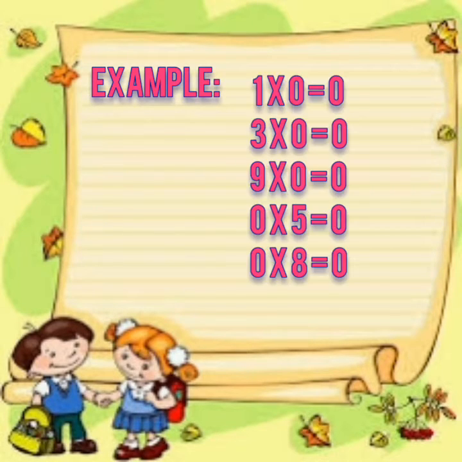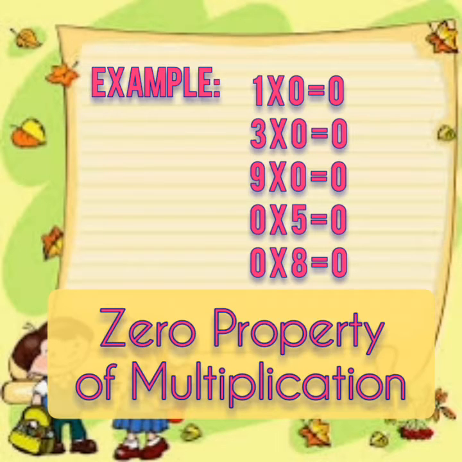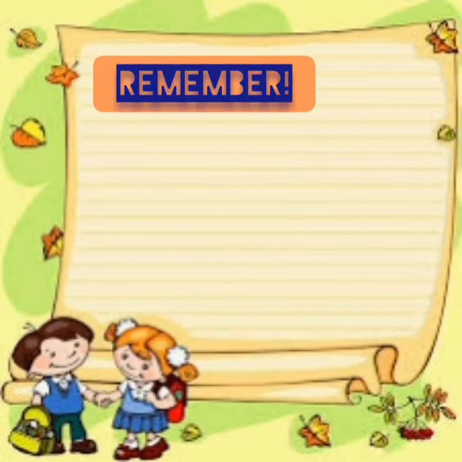Example, 1 times 0 equals 0. 3 times 0 equals 0. 9 times 0 equals 0. 0 times 5 equals 0. 0 times 8 equals 0. Ito ang tinatawag na zero property of multiplication.